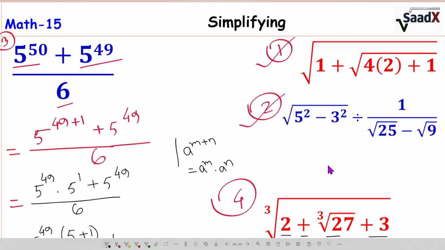exponential square root problems. I hope you understand, and no more today.